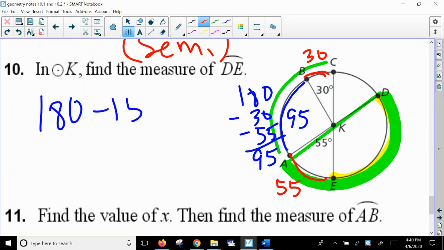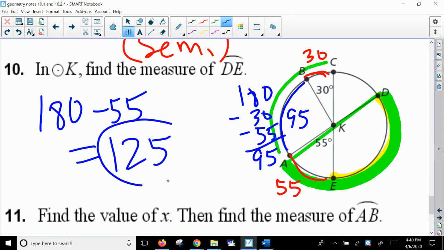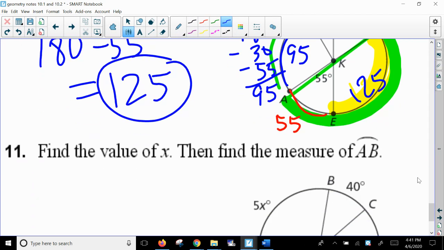180 minus 55 is going to give you 125. That's how much this arc is right here. This slice is 125. 1, 2, 5. Okay? All right, last problem.